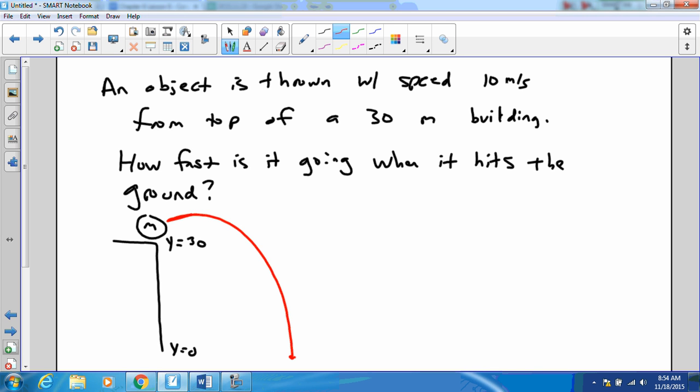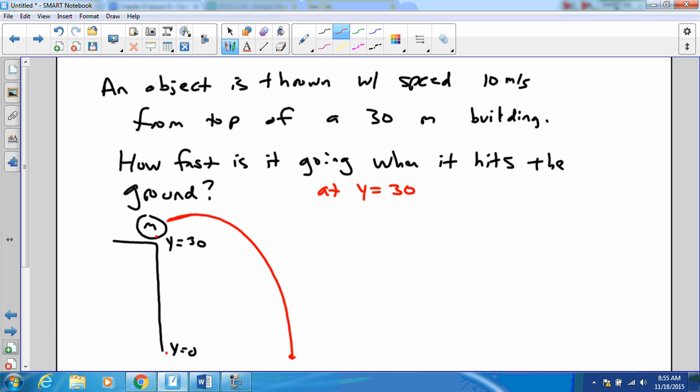So, now, in the spirit of conservation of energy, we're going to pick a point where we know the total mechanical energy of the object. And then we're going to transfer that total mechanical energy over to the point that we're interested in. The point we're interested in is y equals 0, here on the ground. And the point that we know is the initial point right here at y equals 30.